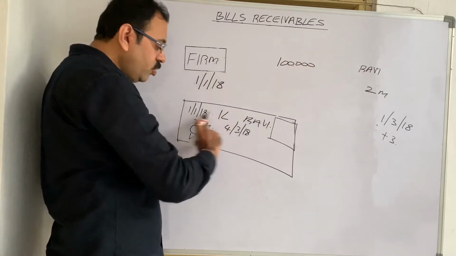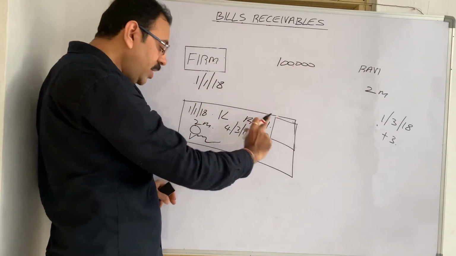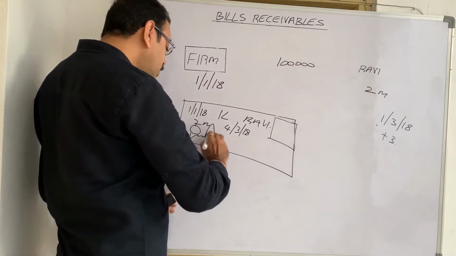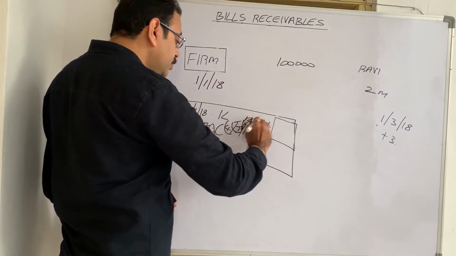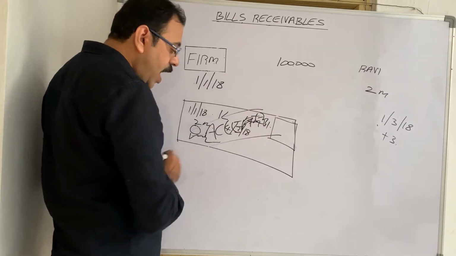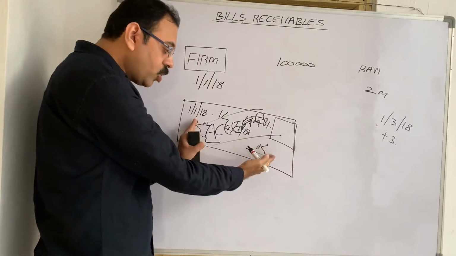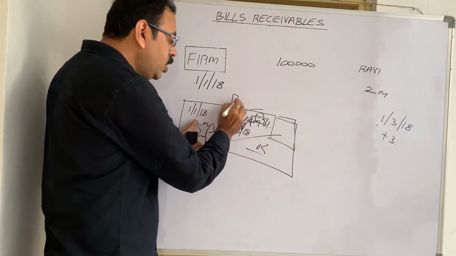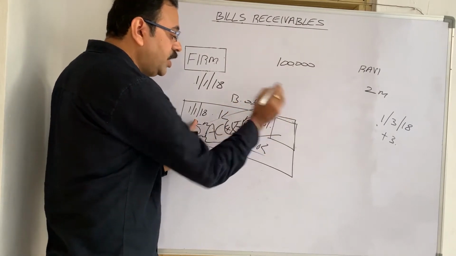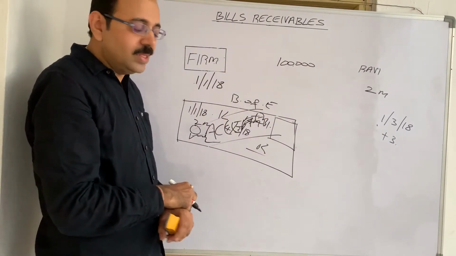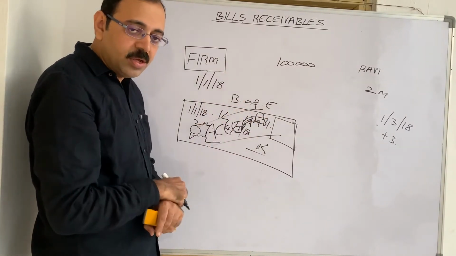Now Ravi goes through this information and he has to accept this bill of exchange by writing the word accepted. And Ravi puts his signature. Now this document is known as a bill of exchange. It comes under negotiable instruments. This can be transferred to another person.